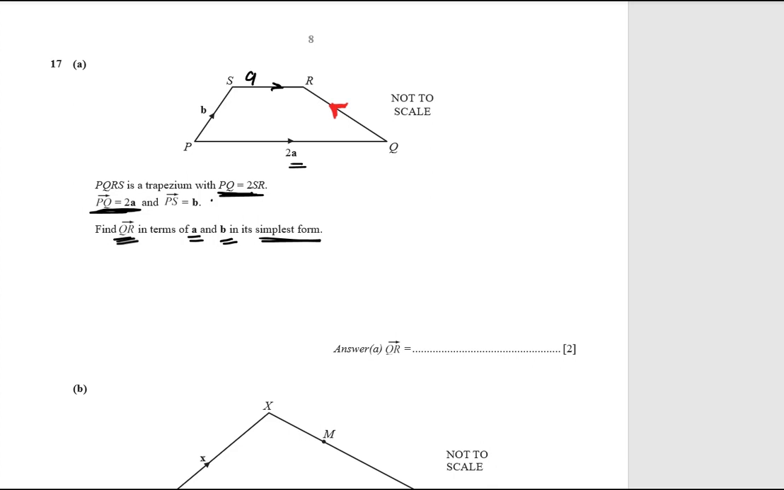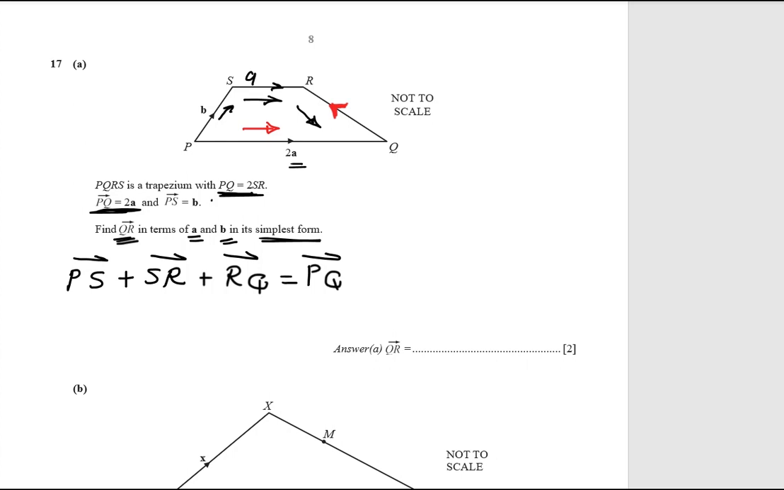Let us write the equation of this trapezium, as a vector, please. PS plus SR plus RQ will equal to BQ. Let me write the equation for you again. PS as a vector plus SR vector plus RQ vector will be equal to BQ vector.